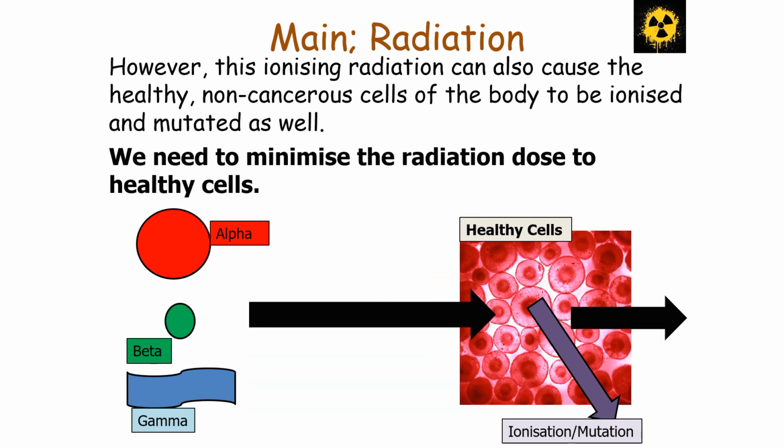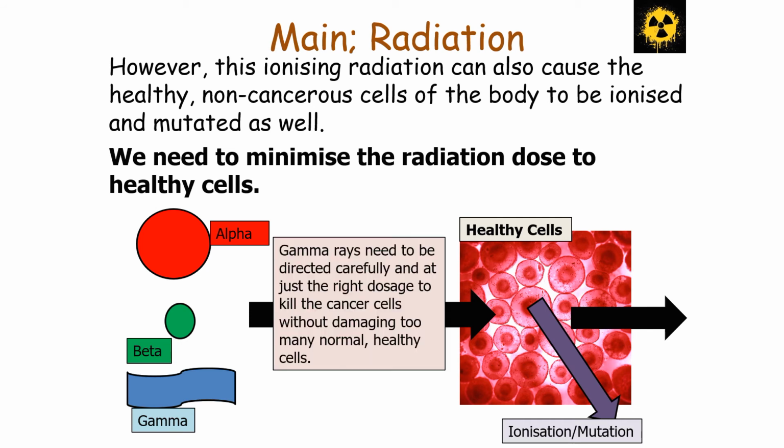This ionizing radiation can also cause healthy, non-cancerous cells of the body to be ionized and mutated as well. So we need to minimize the radiation dose to healthy cells. So gamma rays need to be carefully directed and given in just the right dosage to kill the cancer cells without damaging too many normal healthy cells.